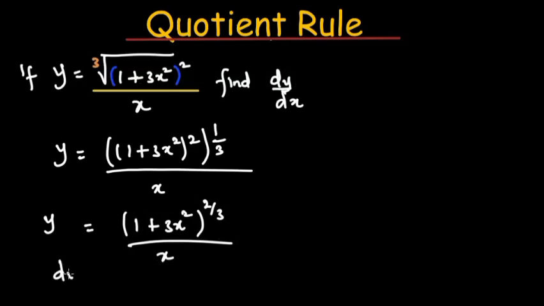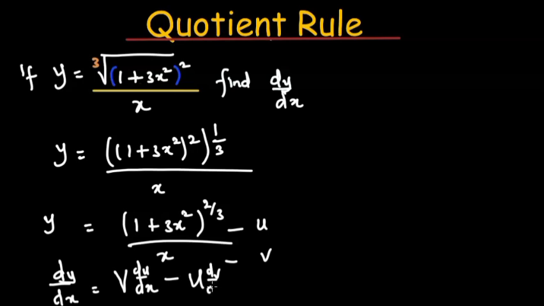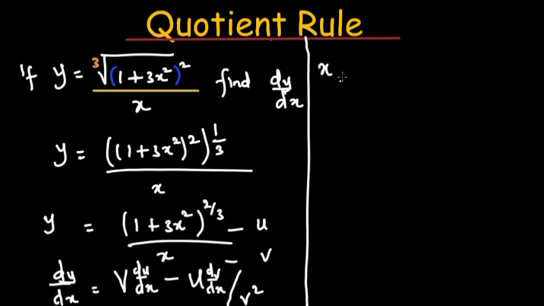So recall that quotient rule: dy/dx is v, the denominator, multiplied by differentiating the numerator, du/dx. Remember that we're using our numerator as u and our denominator as v. So v du/dx minus u dv/dx, divided by v squared. So we have v, which is x, multiplied by du/dx.